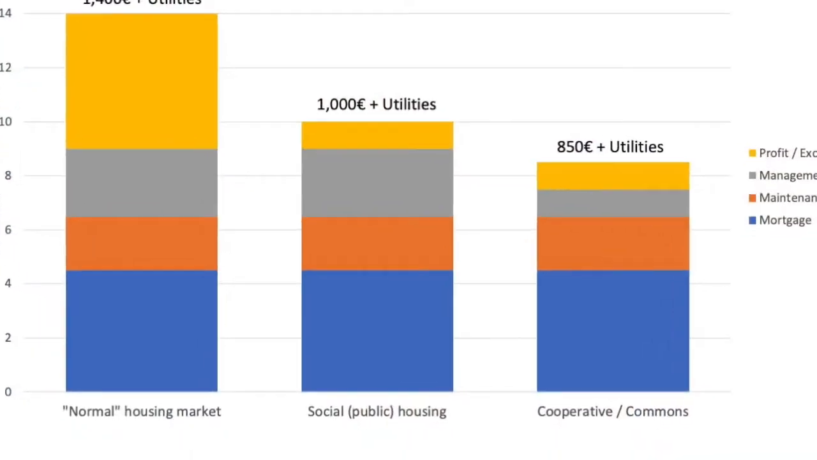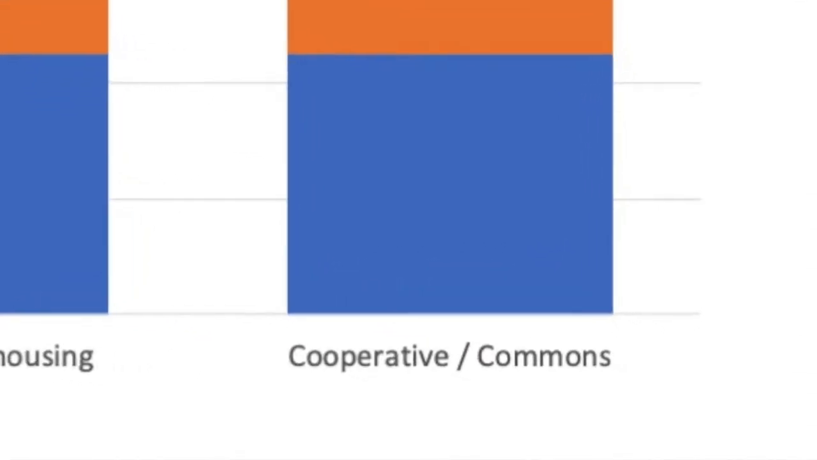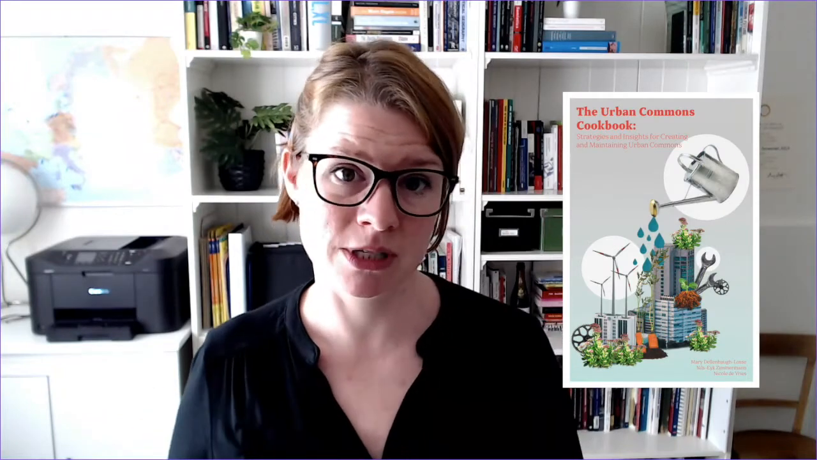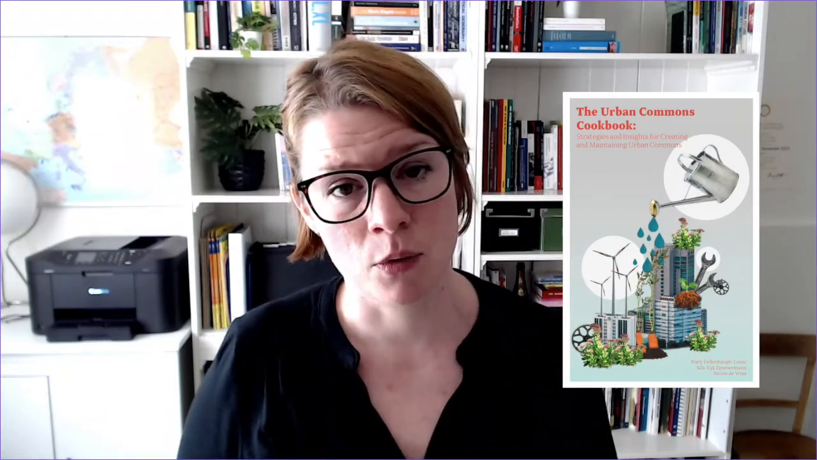So I want to finish up today by talking about the rightmost column, housing commons. And we talked about this in our book, the Urban Commons Cookbook, so if you want more details, go check that out. I want to talk about the example of the Kalkbreite, which is a housing cooperative in Zurich. So the Kalkbreite uses the Zurich model of cooperative housing, which means that the land is owned by the city and they pay a long-term lease based on the value of the land, and the building that's on it is new construction.